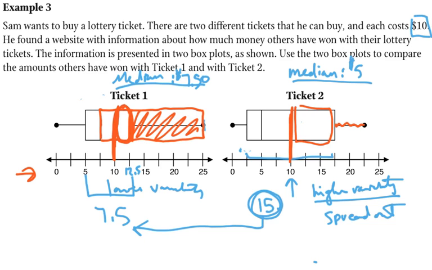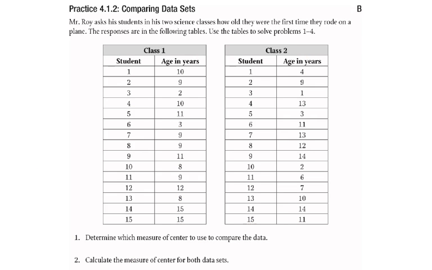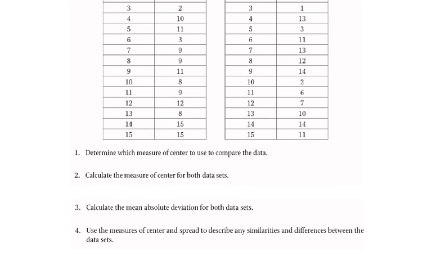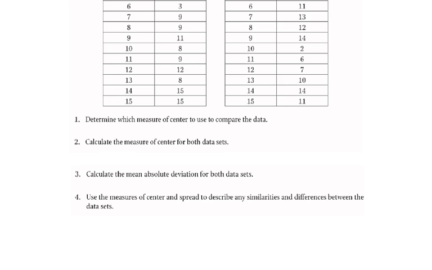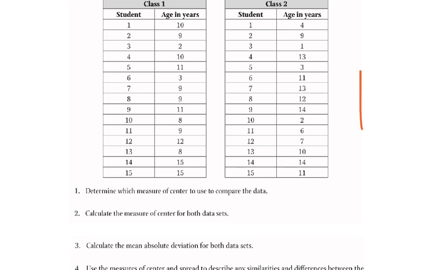Alright, so there's a few examples. Now turn the pages till you get to this practice 4.1.2, comparing data sets. Okay, and we're looking at the B part, not the A part. Okay, so we're going to kind of do these together, and then you guys will be able to work on some on your own. Okay.